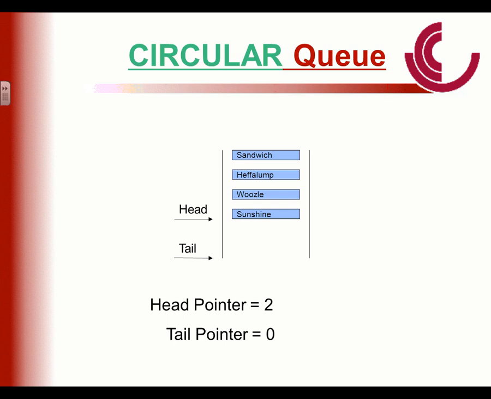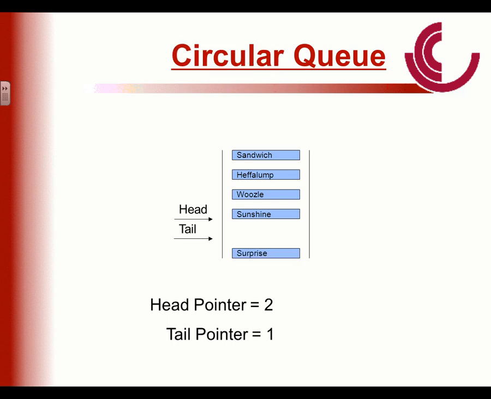So if we want to add something now, where's it going to go? Now, if we want to add something to our queue, where do we put it? The bottom by tail. At the tail pointer. Again, you just add it to the location pointed to by the tail. And there it is.